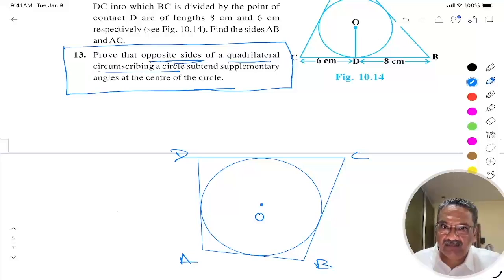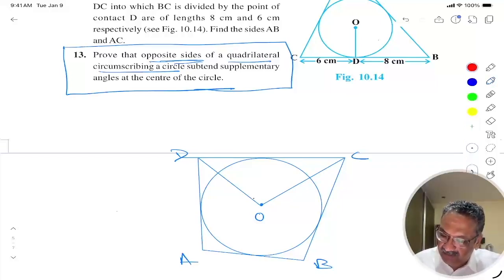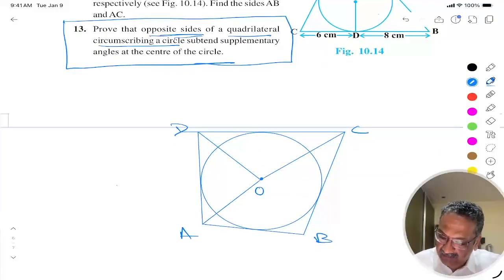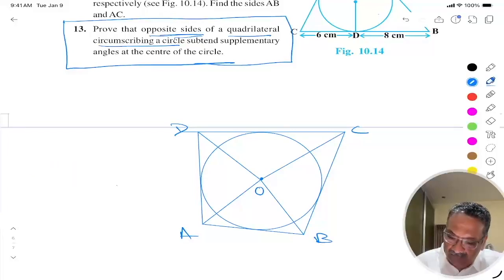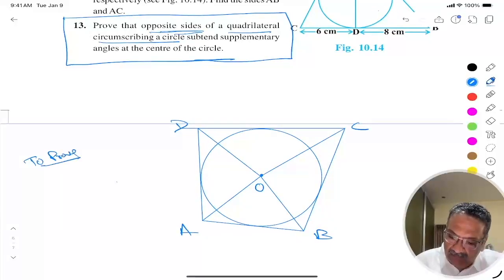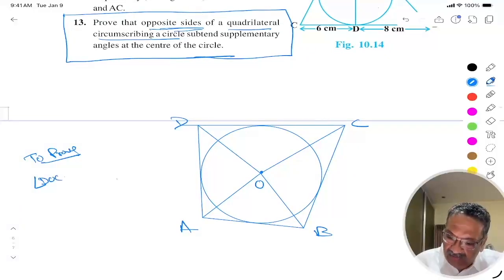Now this is subtending an angle at the center. That means CD is making this angle, right? This angle DOC it is making, correct? Similarly, what is AB doing? It is making this angle. Now we have to prove that these two angles are supplementary. That is, we have to prove that angle DOC plus angle AOB is equal to 180 degrees.